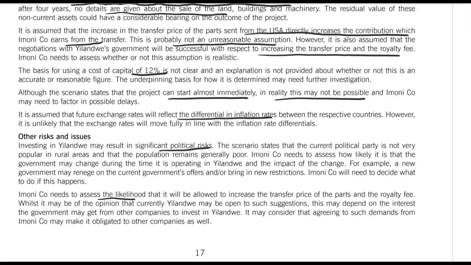Imani company needs to assess the likelihood that it will be allowed to increase the transfer price of the parts and royalty fee. Whilst it may be of the opinion that currently Yilandwe may be open to such suggestion, this may depend on the interest the government may get from other companies. So what is the problem with this? If the Yilandwe government allows you to increase the royalty fee and the transfer price, other companies operating in Yilandwe will also put pressure on the government to increase the transfer price. So it may create a problem, it may create risk for you.